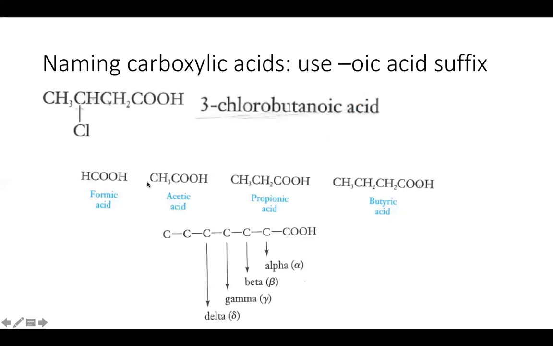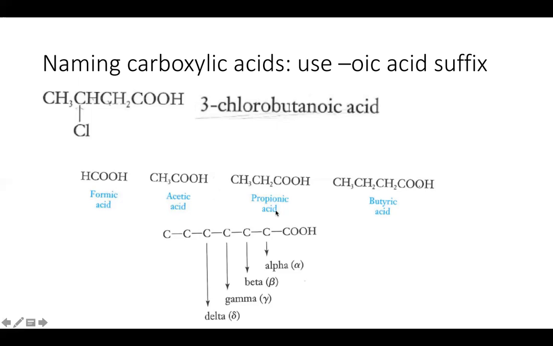Okay, so for naming, again, we're not going to get too complicated. If you know the ending, so the suffix, and you know those prefixes of methyl, ethyl, propyl, butyl, pentyl, you should be fine with naming, okay? So for carboxylic acids, we use the oic acid ending, okay? So this is a good example here. Here we have 1, 2, 3 carbons with that carboxylic acid functional group. So that would normally be propane, but we change the end to propionic acid.